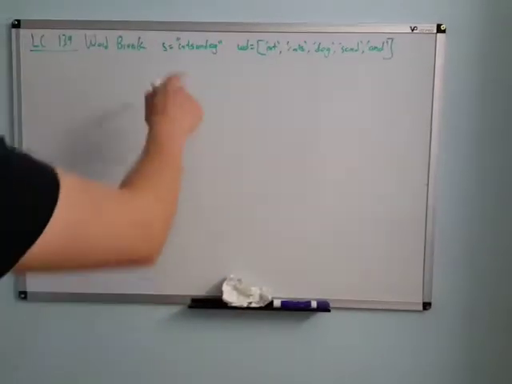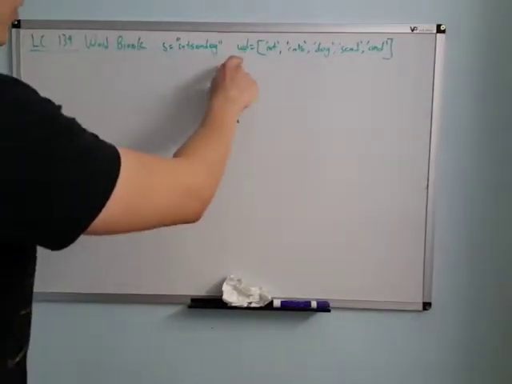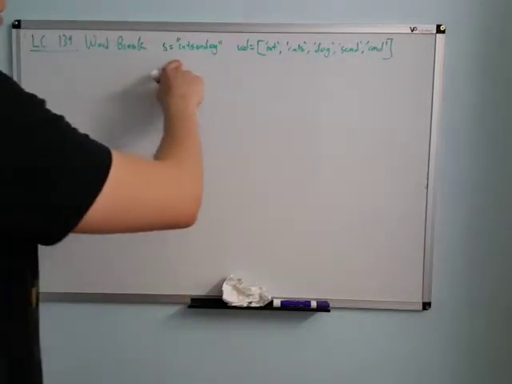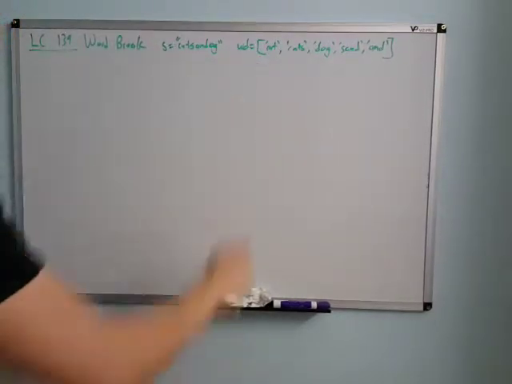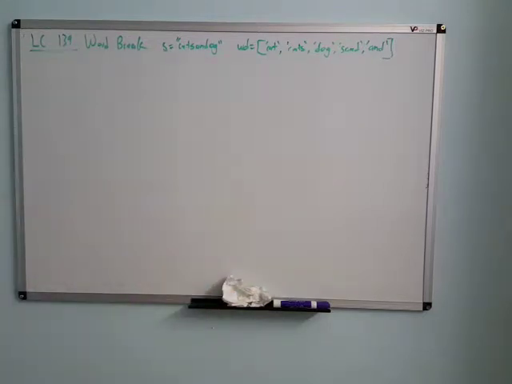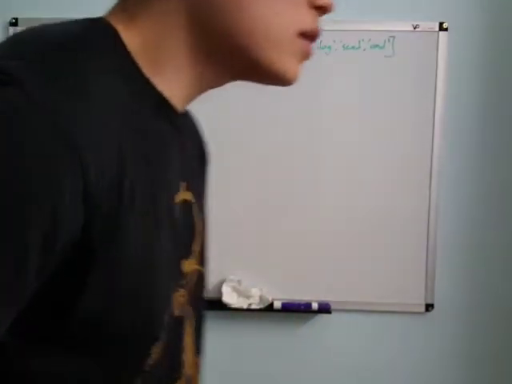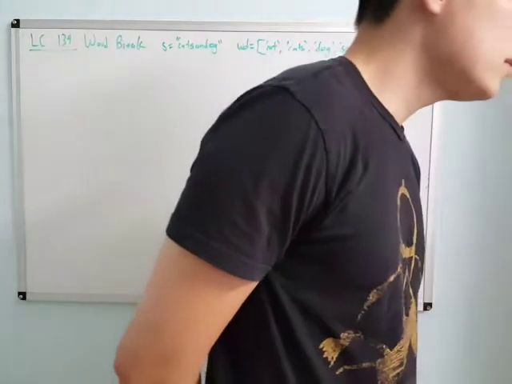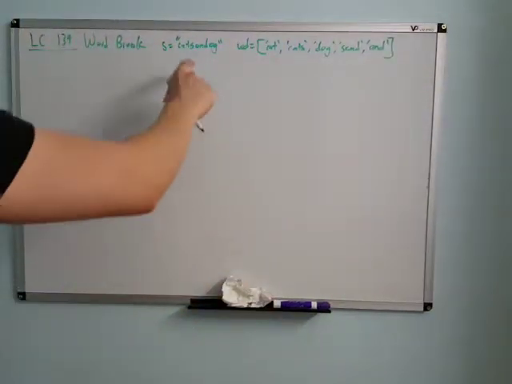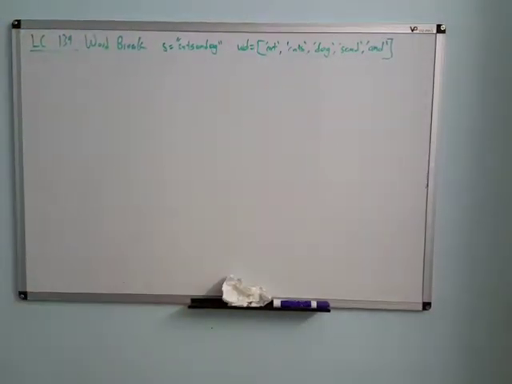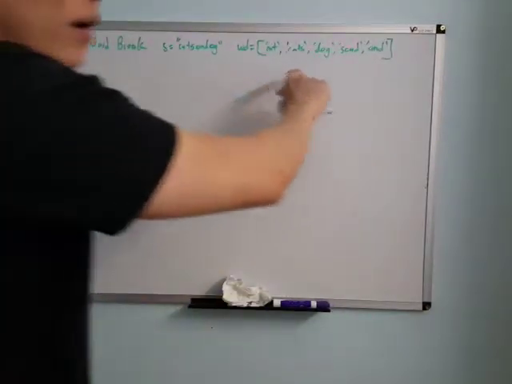So this is: given a non-empty string S and a word dictionary that's an array of strings, you want to see if you can segment S into words that exist in this array. And you can use multiple words more than once. You want to determine if S can be segmented into a space-separated sequence of one or more of these dictionary words. And duplicates are allowed, like I said, and you can assume the dictionary does not have duplicate words.